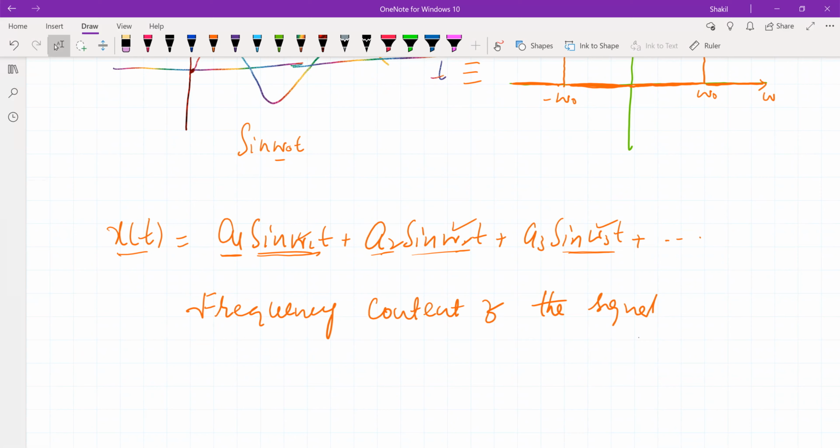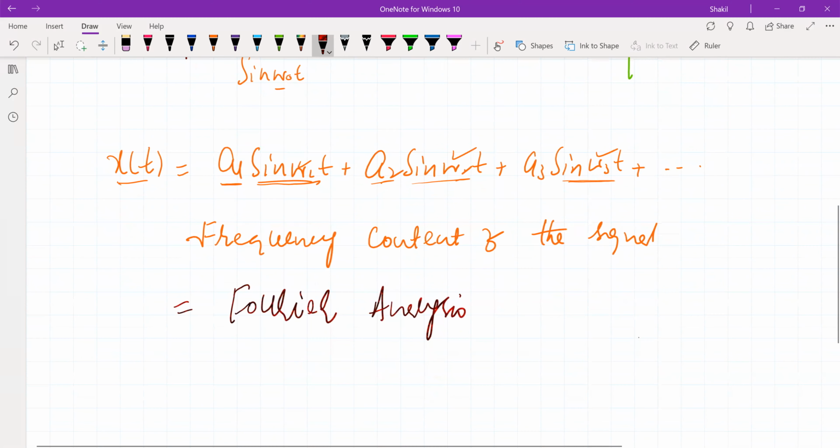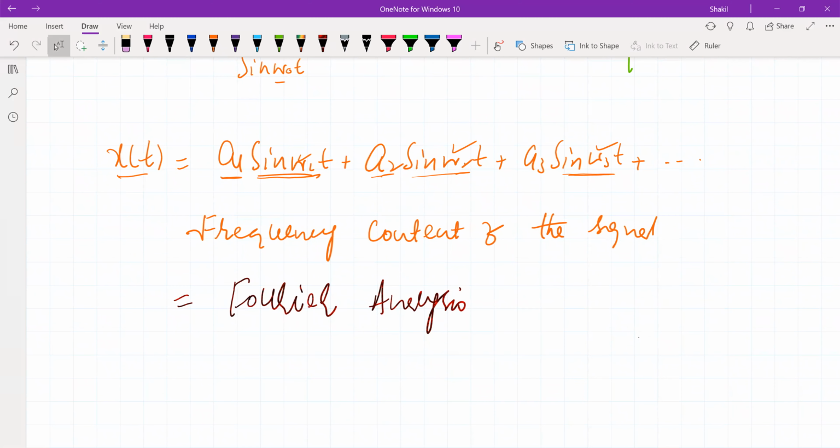So when we express x of t as a weighted sum of sinusoids, this gives us the frequency information of the signal. That's why we do Fourier analysis, to get the frequency information of the signal. So that's why we are expressing a signal as a weighted sum of sinusoids, and this is the first important point.